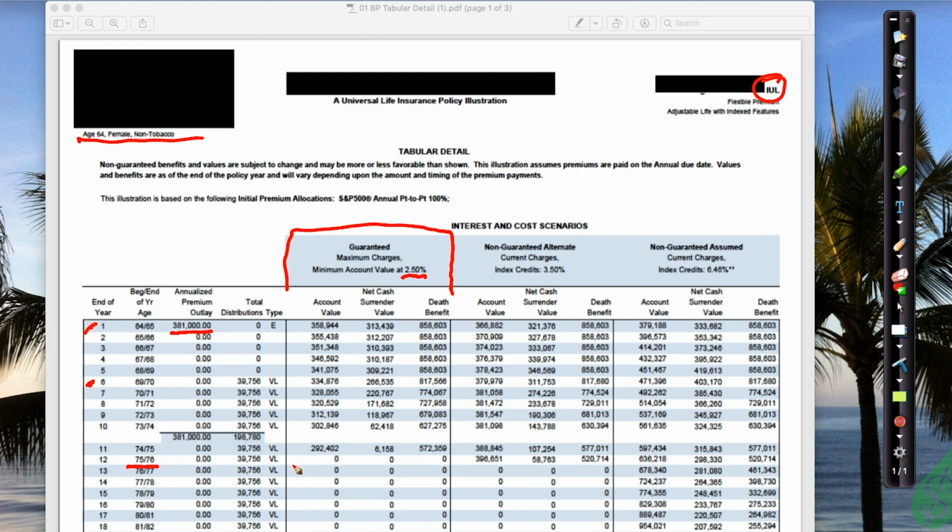That's what we see happening right here. You can see not only does the insurance coverage go away, but also the surrender value. The policy is worth nothing at that point.